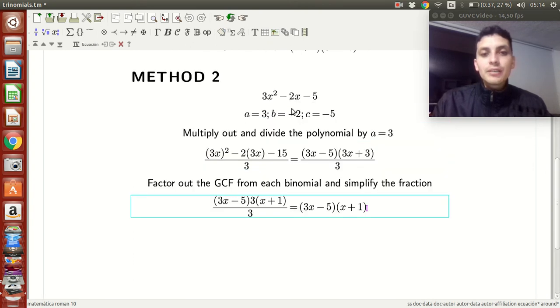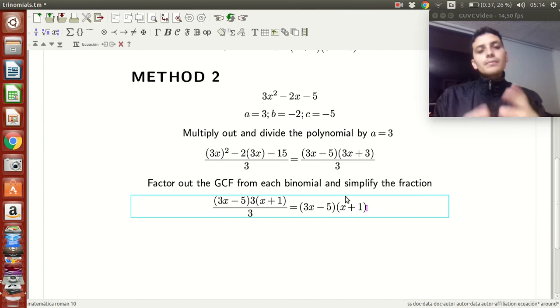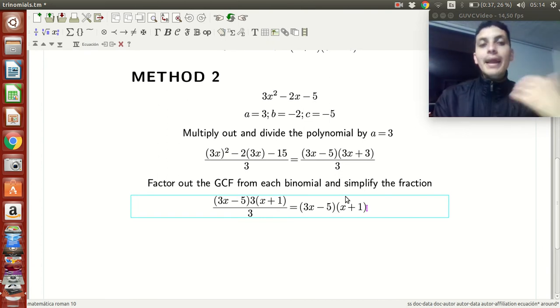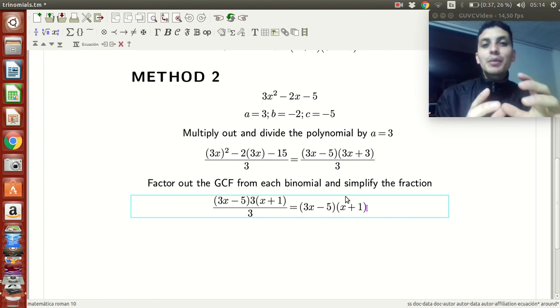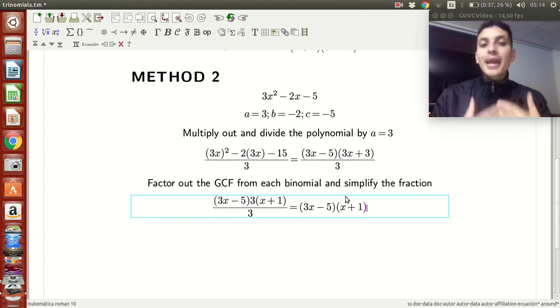As you could see, checking with the first method, we have the same factoring but using another method. To me, method number 1 helps you because it uses factor by grouping and is really cool. And method number 2, I like it so much because you transform your trinomial into another trinomial of the form x squared plus bx plus c.